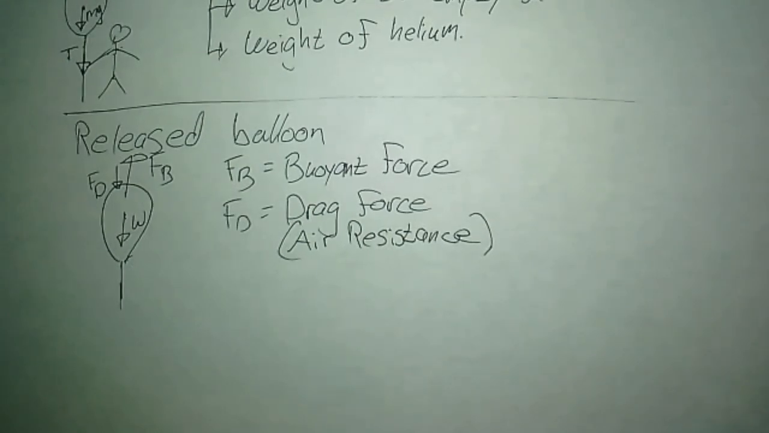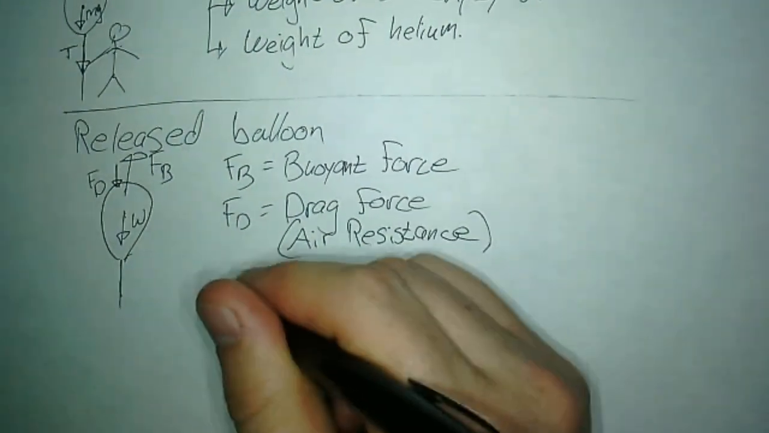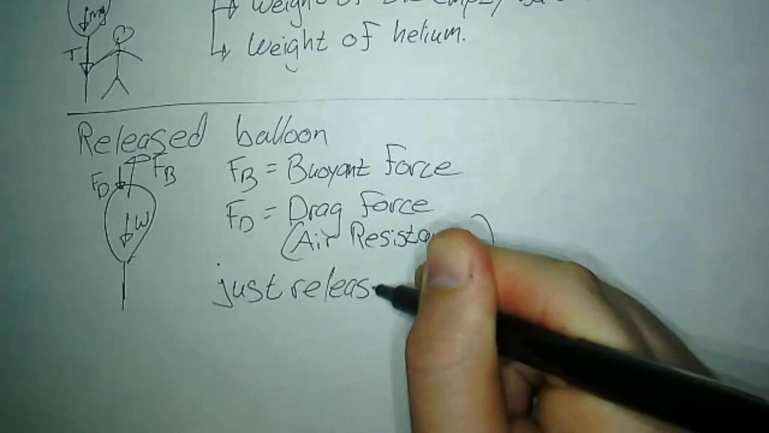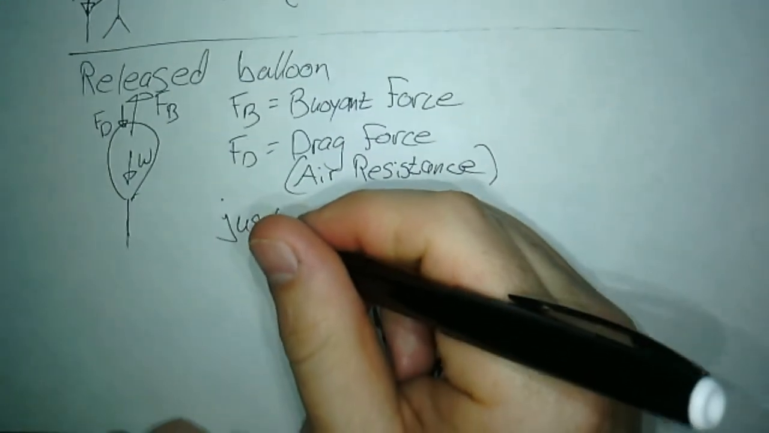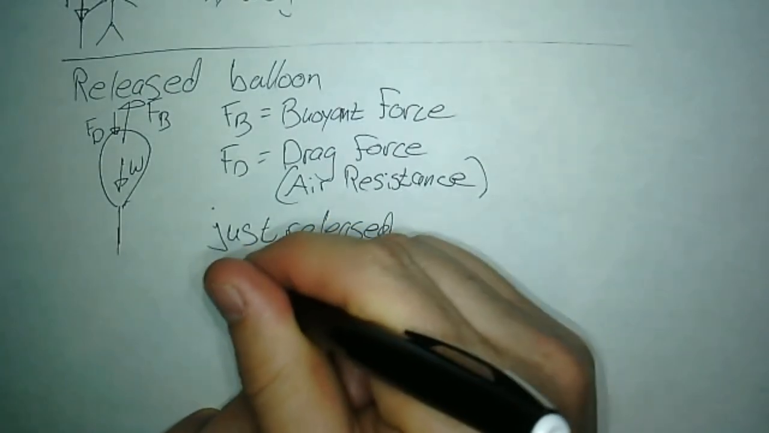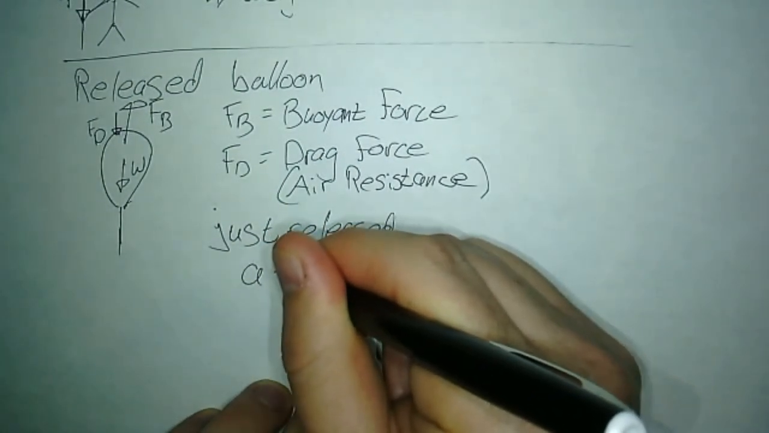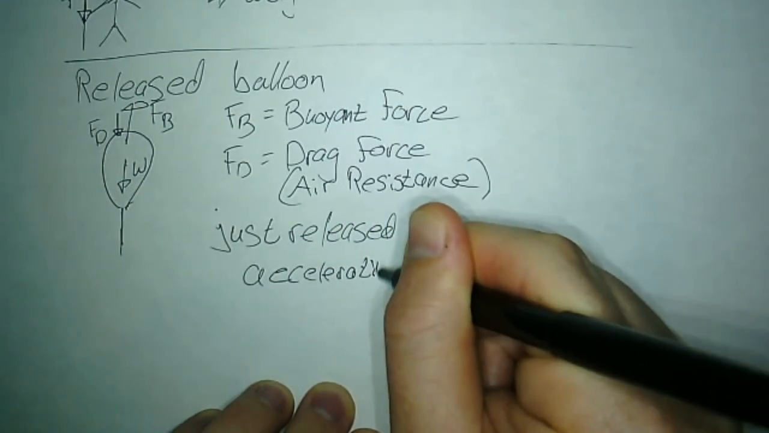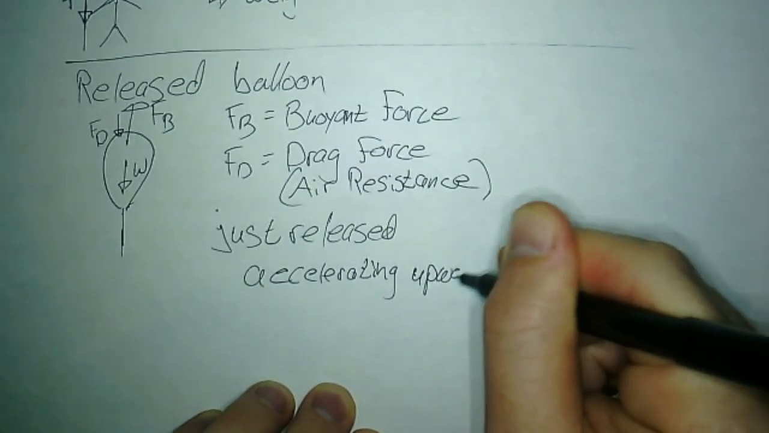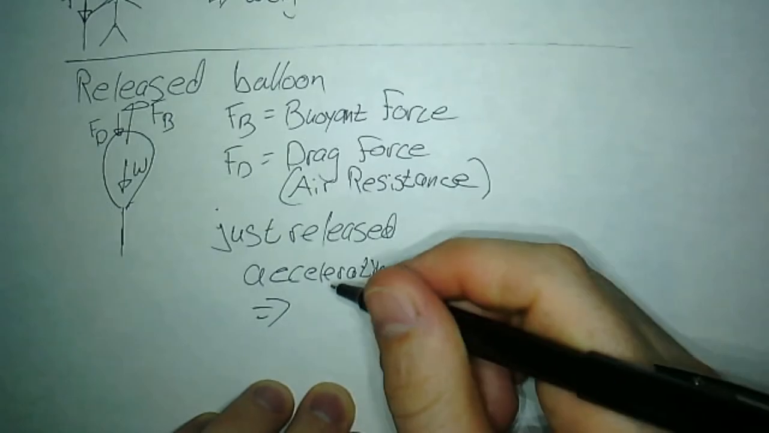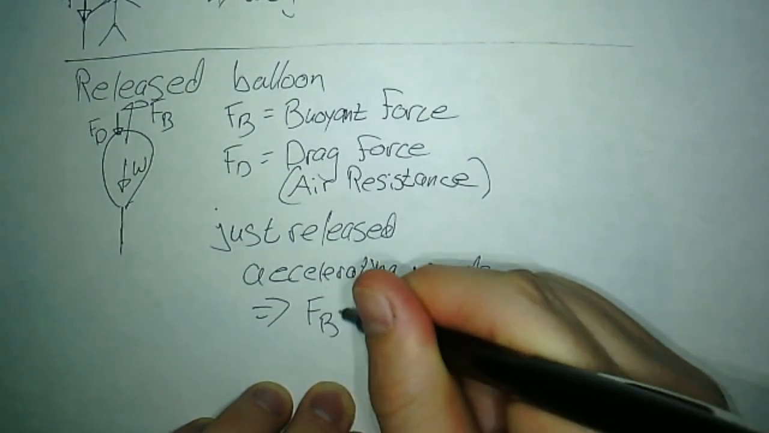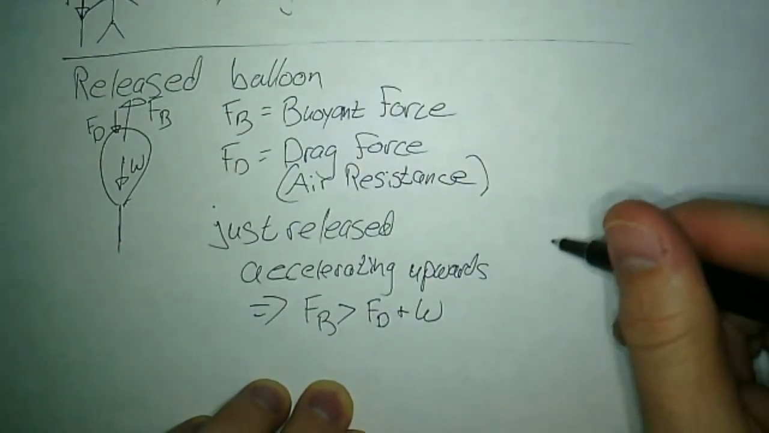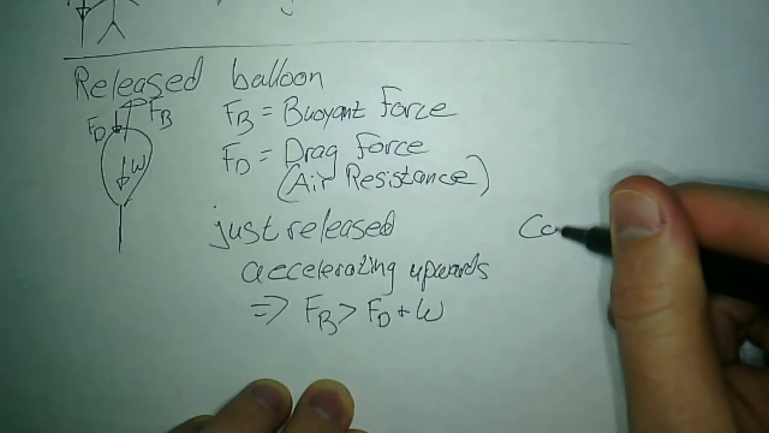Now, okay, so the relative sizes. If we've just released it, then I'm going to have a net acceleration upwards, right? And so that means that my buoyant force must be greater than my drag force plus my weight. Now, if it's been released a long time ago, we're traveling at constant velocity.